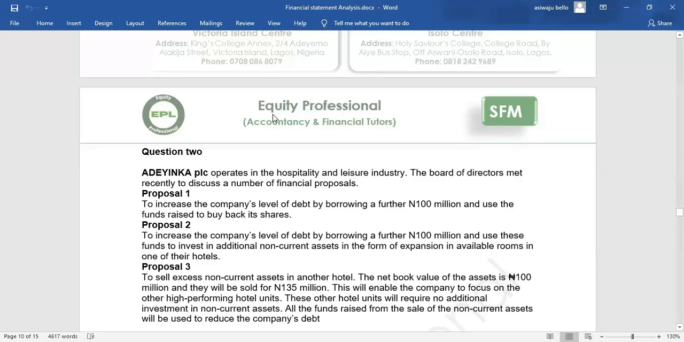Adeyinka PSC operates in the hospitality and leisure industry. The board of directors met recently to discuss a number of financial proposals. Proposal 1, to increase the company's level of debt by borrowing.